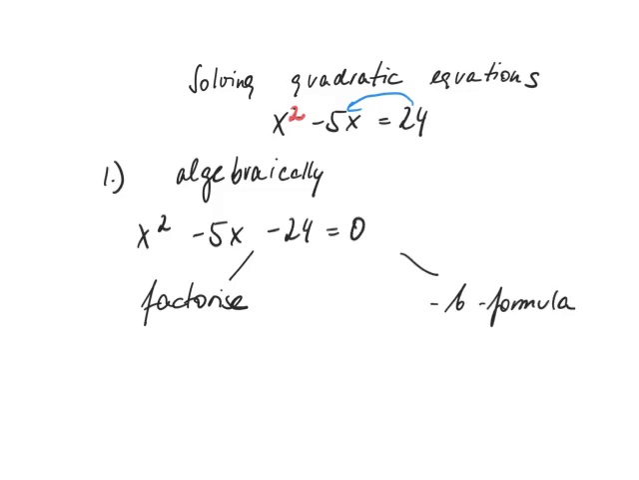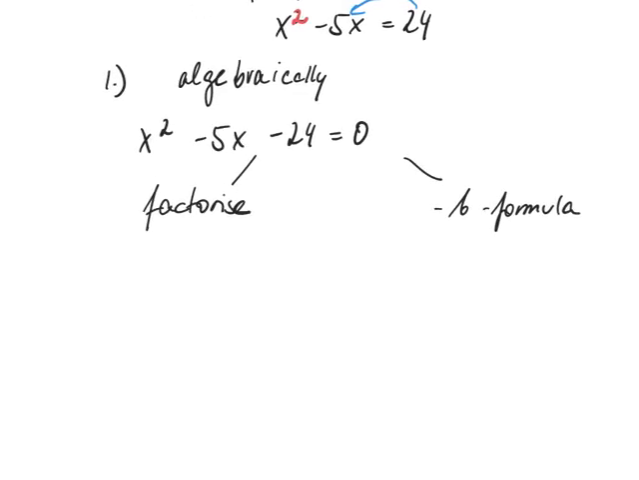Okay, so if we factorize, we need to find two numbers that if we multiply, we get minus 24, and if we add, we get minus 5. So because minus 24 is a negative product, we know we're going to need a positive number and a negative number. And because we say minus 5x here, we know that the negative number is going to be bigger.